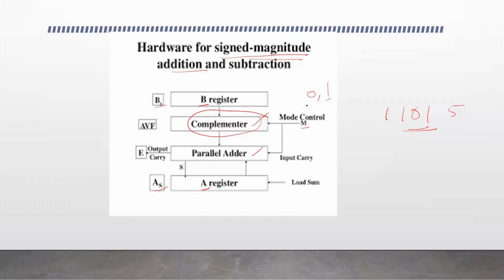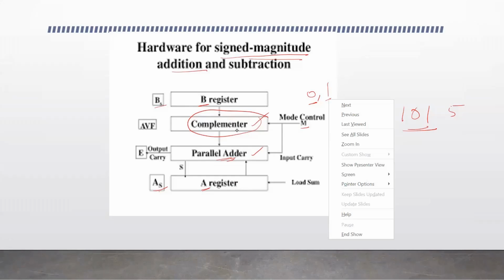If the value of M is 0, the magnitudes of A and B, what is stored in the A and B registers, are directly added. The parallel adder does that. If the value of M is 1, the value of B has to be complemented. This complementer actually does the 1's complement, and we add 1 to that finally to make it the 2's complement form. Then finally A and the complement of B are added by this adder.